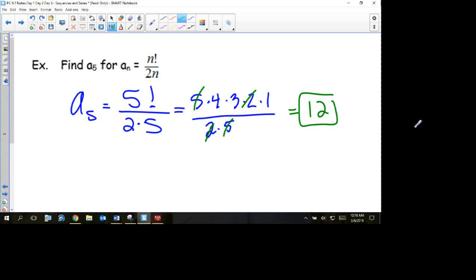So, as soon as you're ready to go on to the next page, you'll see we've got some more factorial practice. And I'll show you how they're easier.